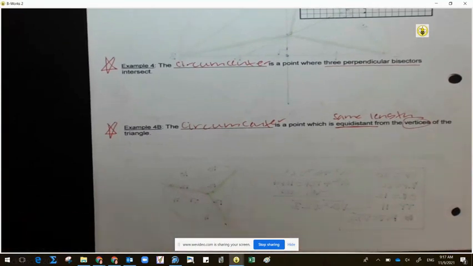Macy, is there a circumcenter of a rectangle? Is there a circumcenter of a rectangle? There's a circumscribed circle of a rectangle. Would it just be the middle of the rectangle? Yeah, it will be because it's all 90 degrees. Right. So really the answer is yes, but we're not going to deal with it. All right?